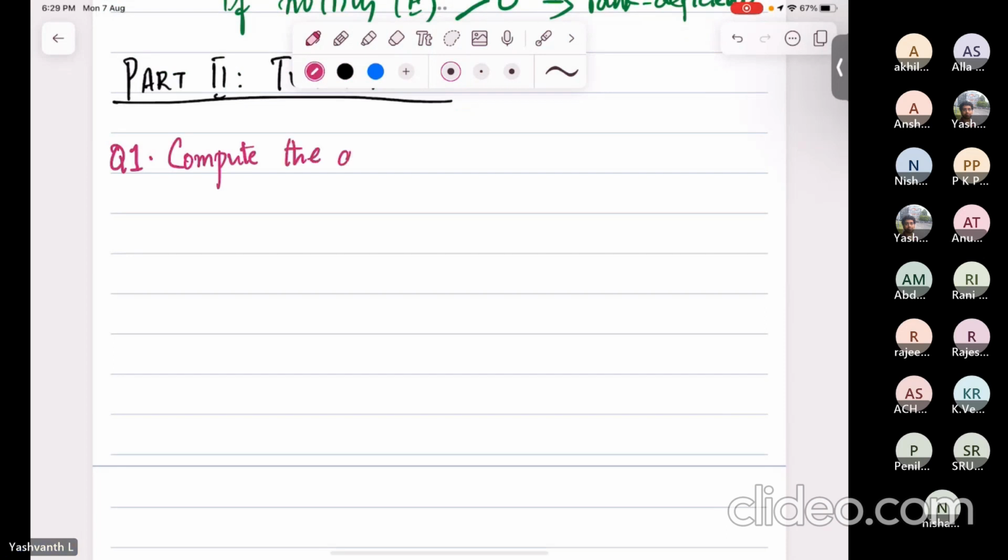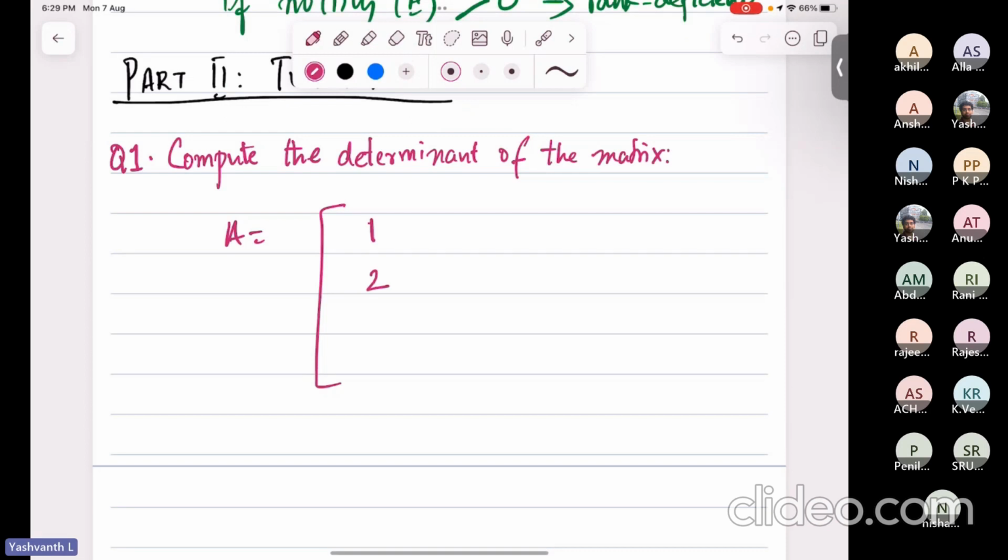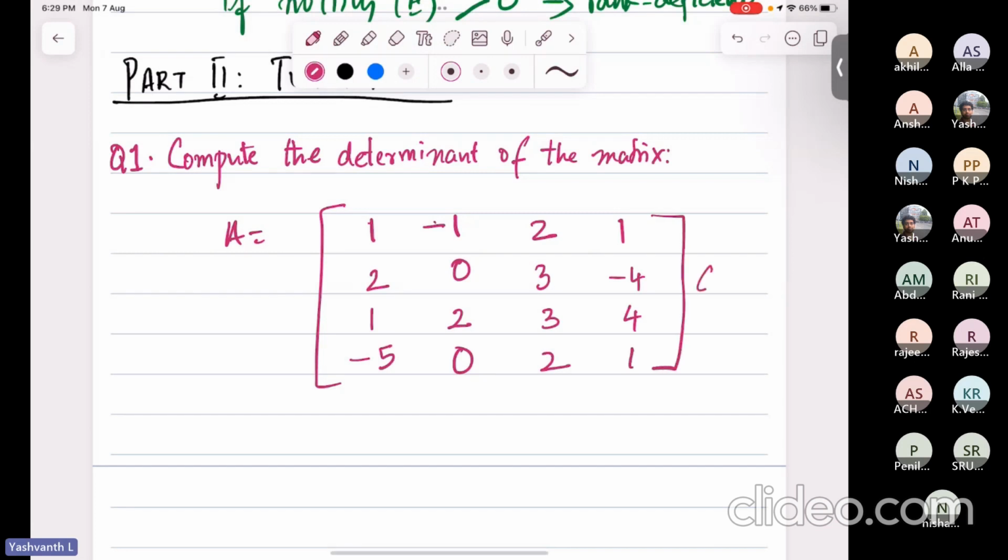compute the determinant of the matrix A equal to 1, 2, 1, minus 5, minus 1, 0, 2, 0, 2, 3, 3, 2, 1, minus 4, 4, 1. Okay, so it's a matrix in 4 cross 4 dimension.